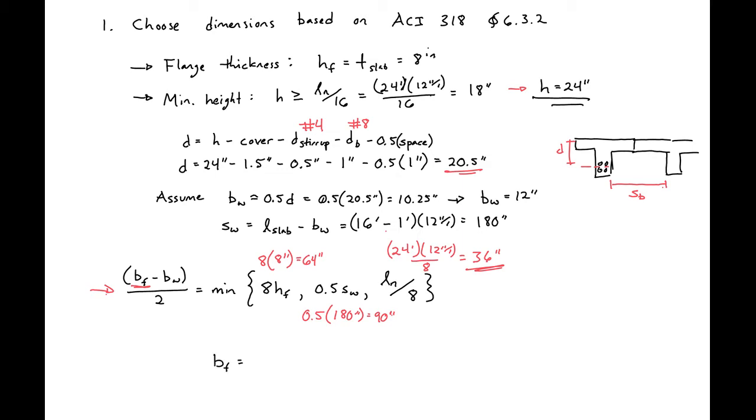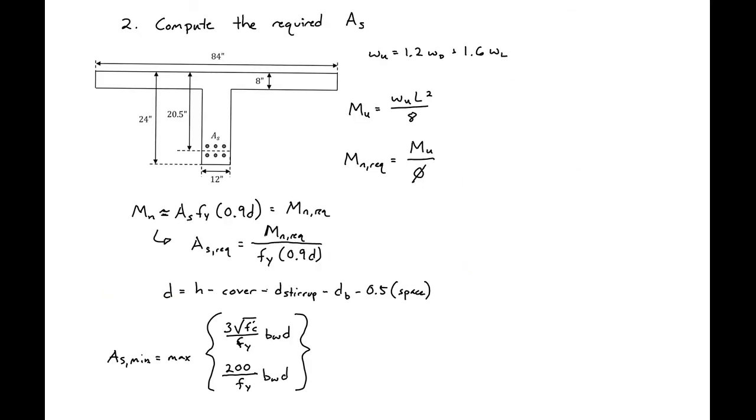So our BF then is equal to 2 times 36 inches plus our BW, which is 12 inches, which will give us a BF of 84 inches. So we now have all of our preliminary dimensions for our preliminary design. We'll next need to compute the required AS, and then we'll select the number of bars and the size of the bars to use in our design.